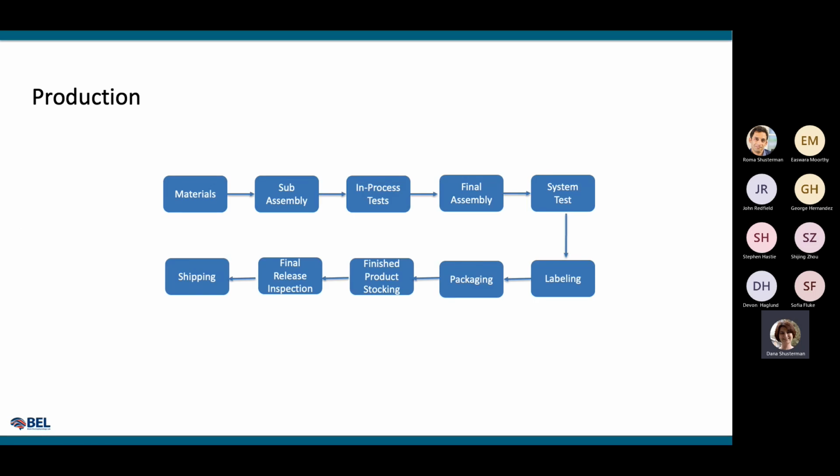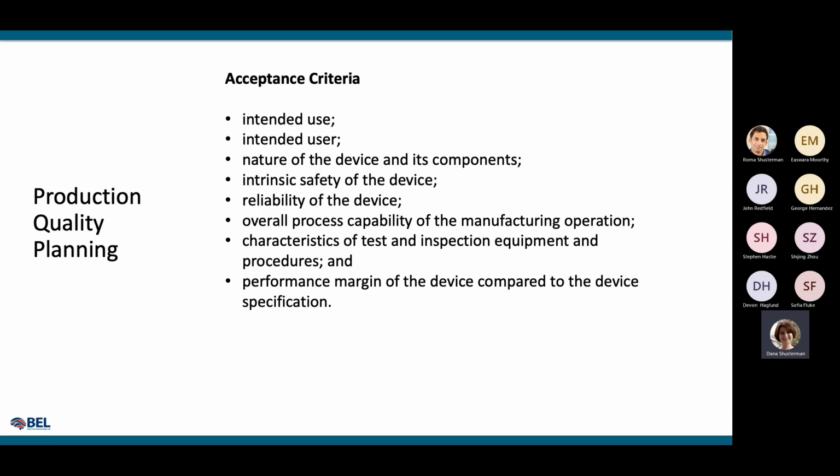So this is the production general workflow, starting with preparing materials in accordance with the BOM and finishing with shipping of the finished device to the customer. Every step of this process is supposed to be monitored and evaluated to ensure compliance with acceptance criteria. So what are acceptance criteria, and how do we determine them?